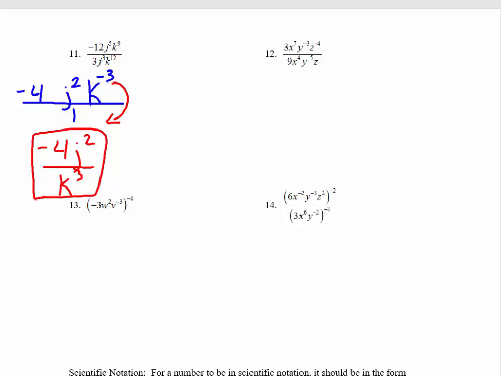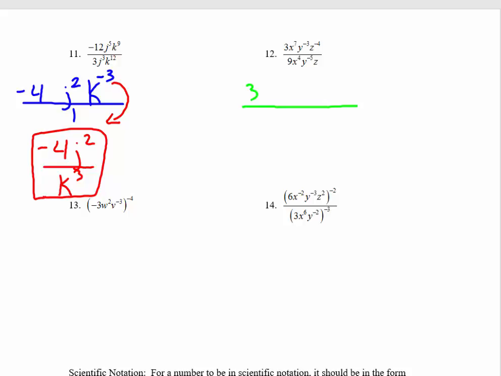Number 12. 3x to the 7th, y to the negative 3rd, z to the negative 4th, all over 9x to the 4th, y to the negative 5th, z. There's no parentheses that we have to deal with, but we do have some negative exponents. To me, it's easier to rewrite the expression without negative exponents and then use our other properties. So let's look at the numerator.